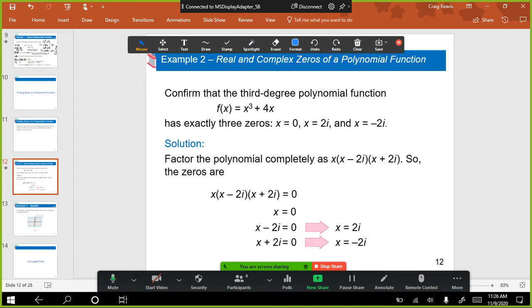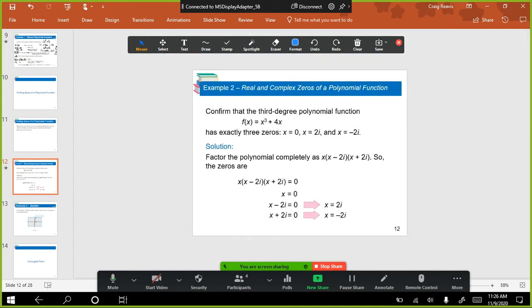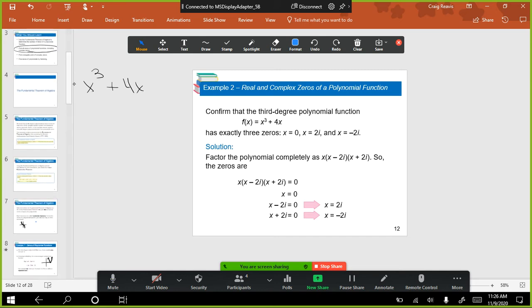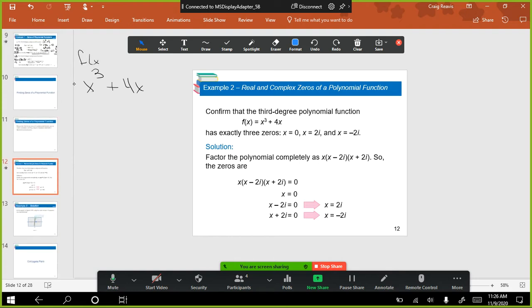All right, let's see what example 2 is. They're talking about f of x equals x cubed plus 4x. They want us to completely factor that so that we can find all the zeros. Once we completely factor something, we can set each factor equal to 0.